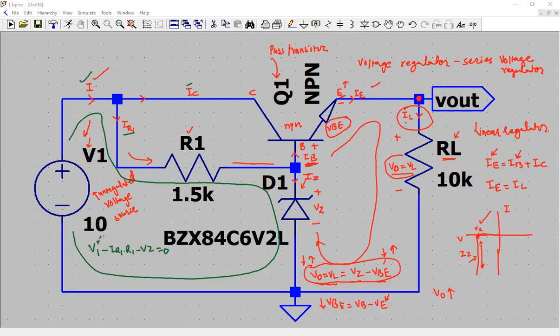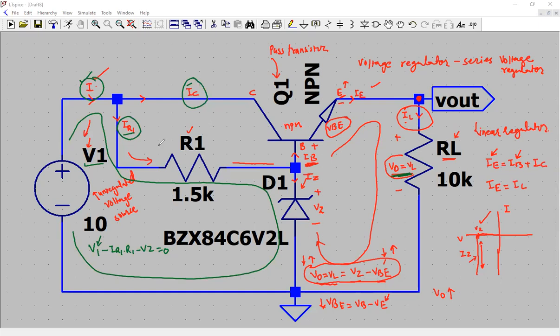So let's say you have fluctuations in V1, that is from the input side, and you still want to maintain the output voltage constant. So what will happen if VO is going to fluctuate? It means this current I is going to fluctuate. Therefore, IR1 is going to fluctuate. IC is also going to vary.